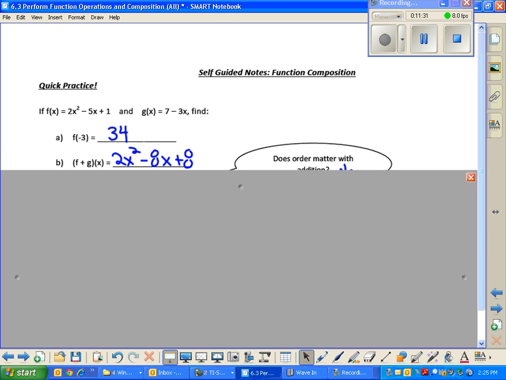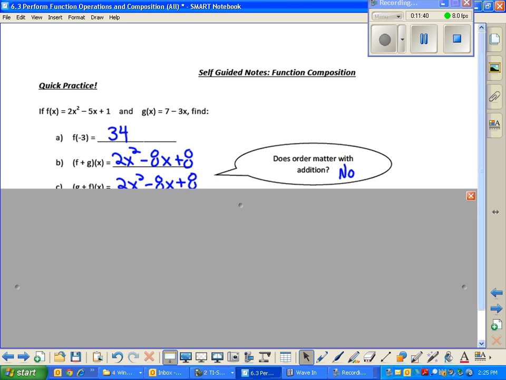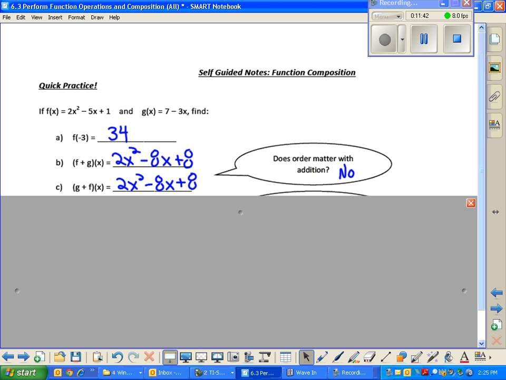When you add the two functions together, a little bit of practice from a few minutes ago, you should have gotten 2x squared minus 8x plus 8. And it doesn't really matter about the order, does it? g of x plus f of x is the same as f of x plus g of x. So you get 2x squared minus 8x plus 8. The order did not matter for addition.